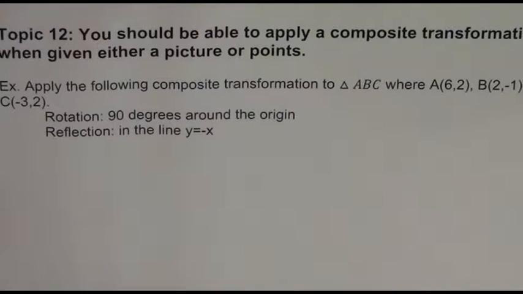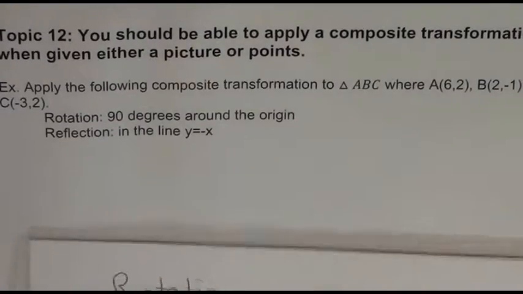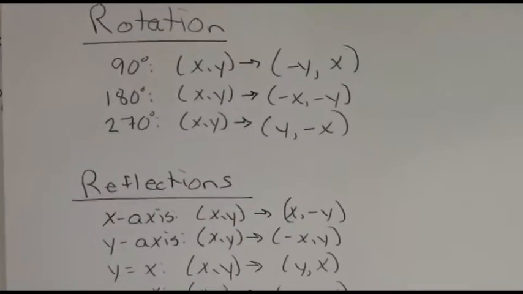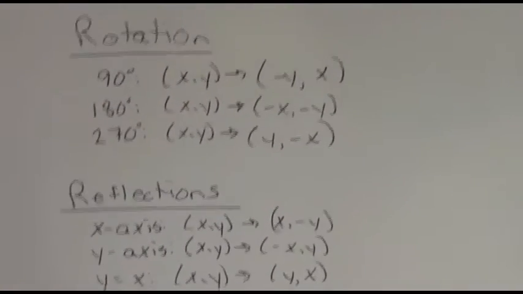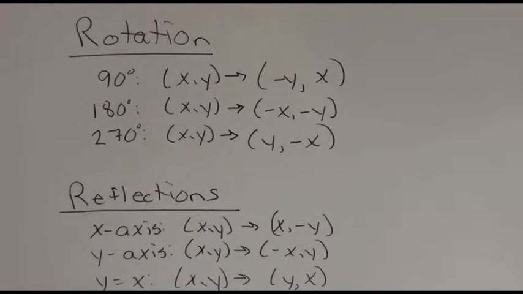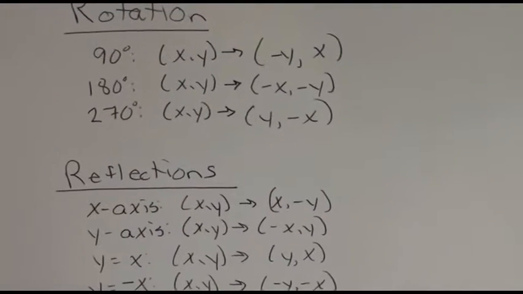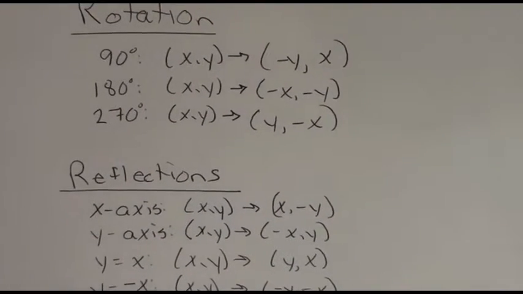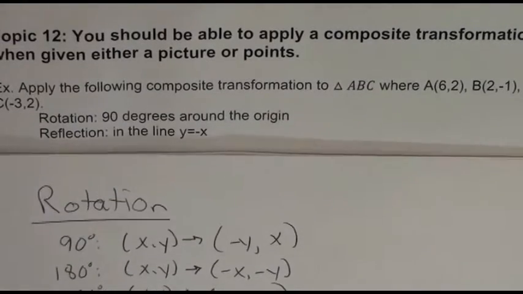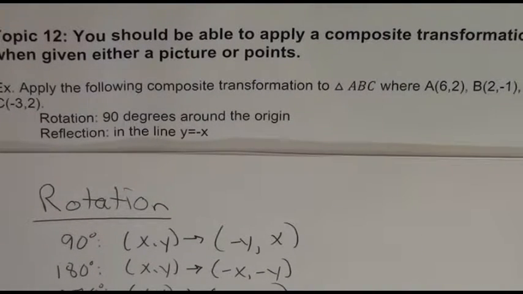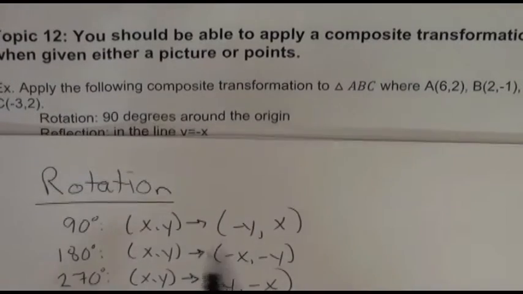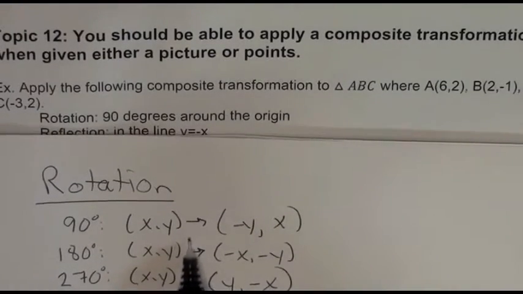Now, to do a rotation followed by a reflection, you do need to know the rules. So we have the rules here. These are the rules that would be provided on a test or a quiz. We have the rotation rules for 90, 180, and 270, and the reflection rules across the x-axis, y-axis, the line y equals x, and the line y equals -x. You don't have to memorize these, but you do need to be able to find the appropriate one. Our first rule is a rotation of 90 degrees, so the first one we're going to use is this rotation rule right here.